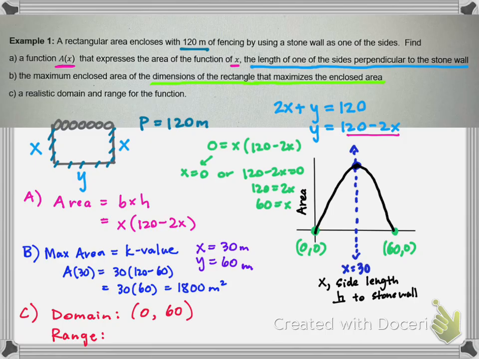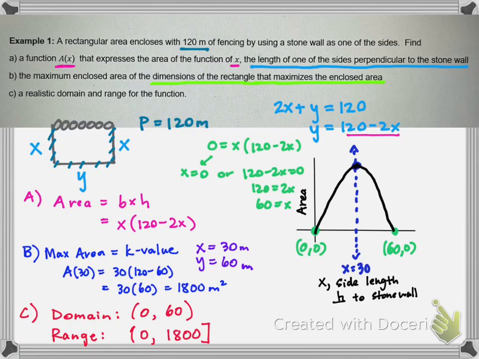In terms of your range, that's saying what is the maximum area you can have? Well, we know we can't have a 0 area because we don't have an area, so 0 is our lowest. And then what's our highest area? Well, we calculated it was 1,800, and we can have an area that is 1,800, so we include it.